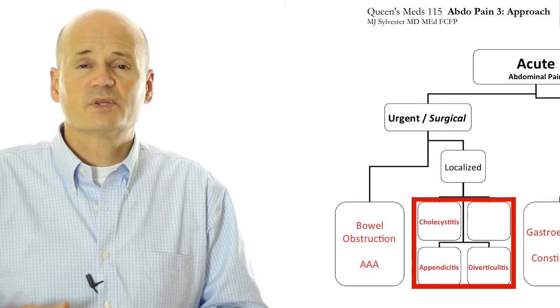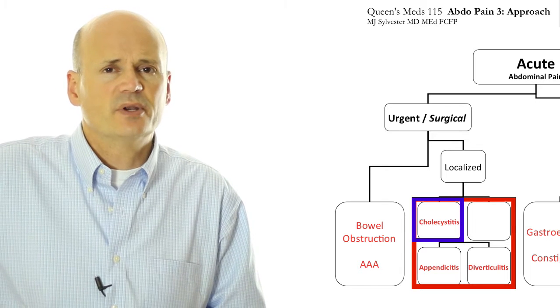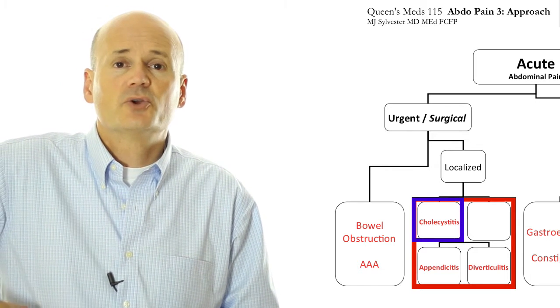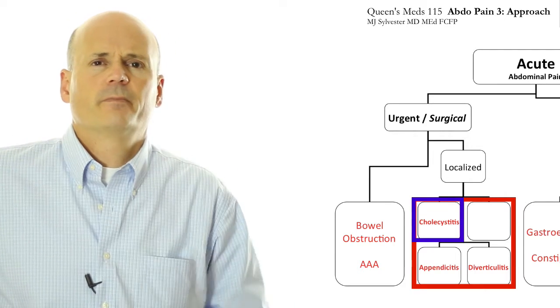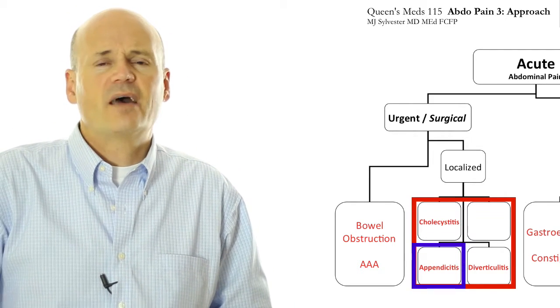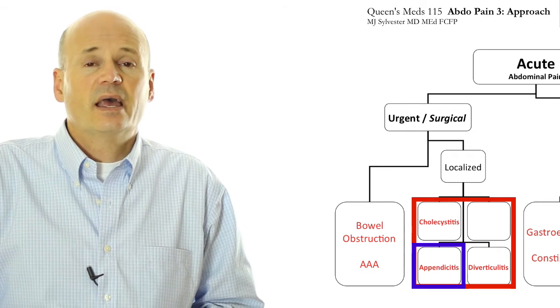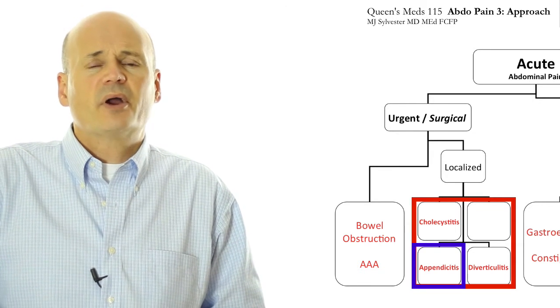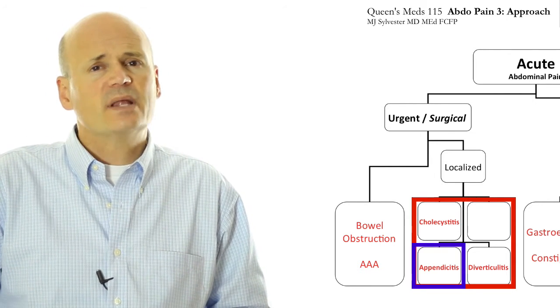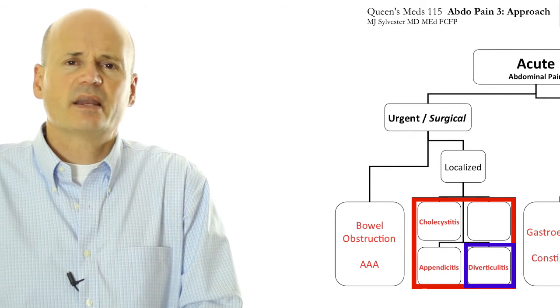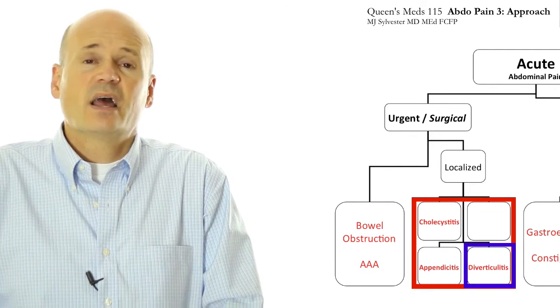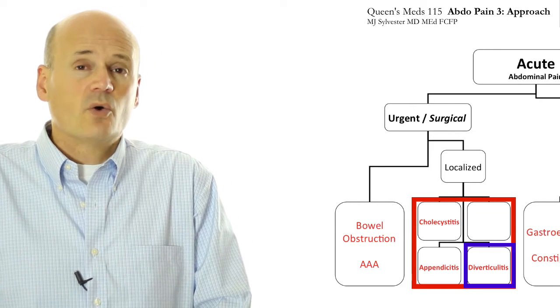When we talk about acute abdominal pain that's both urgent and localized, we often talk about three possibilities. One of them is cholecystitis in the right upper quadrant, with pain that's more severe than your usual biliary colic, and sometimes referred to the right shoulder. In the right lower quadrant, we have the classic appendicitis, and classically it presents with periumbilical pain that then migrates down to the right lower quadrant. And then we have diverticulitis, which presents as severe and sometimes recurrent left lower quadrant pain.